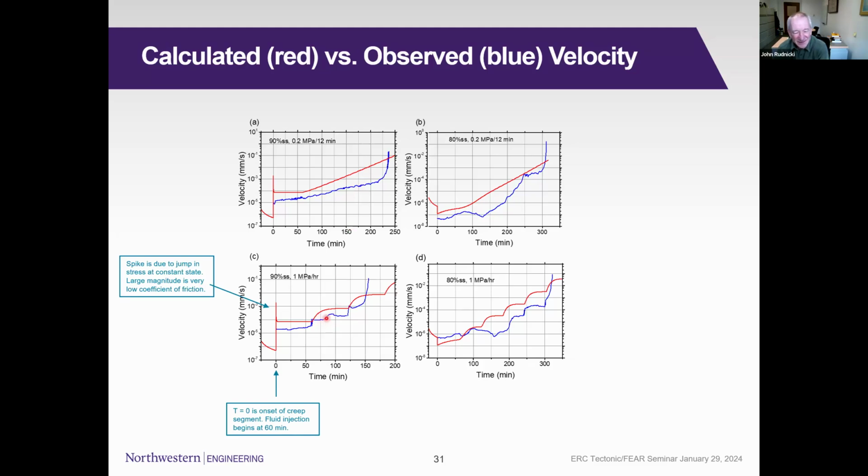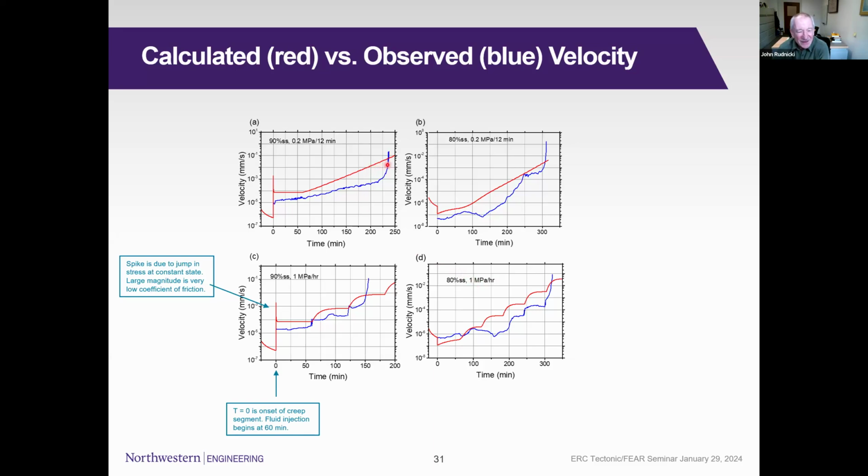Here you see the observed velocity sort of follows the increases in pore pressure. Here at the 80% level, it's pretty hard to see that. Okay, so I think the data here is a little more variable, not due to any deficiencies in the experiment, but I think it's due to the character of the material.